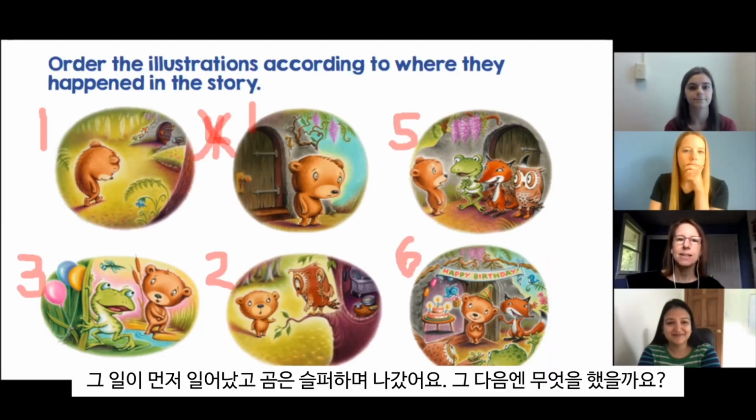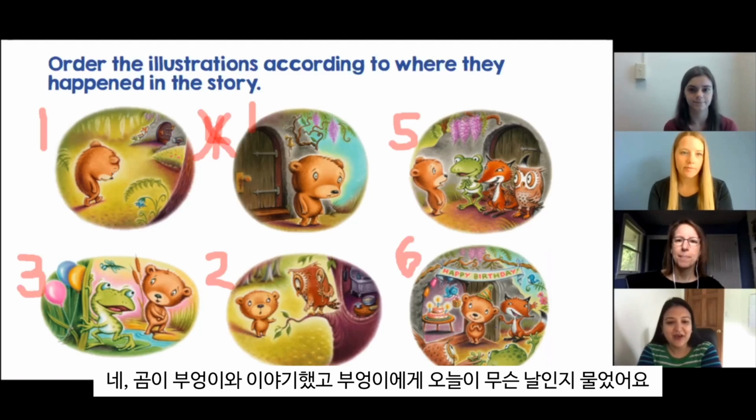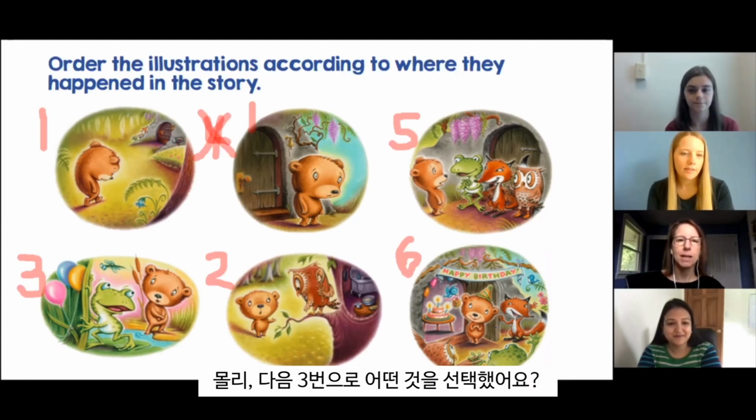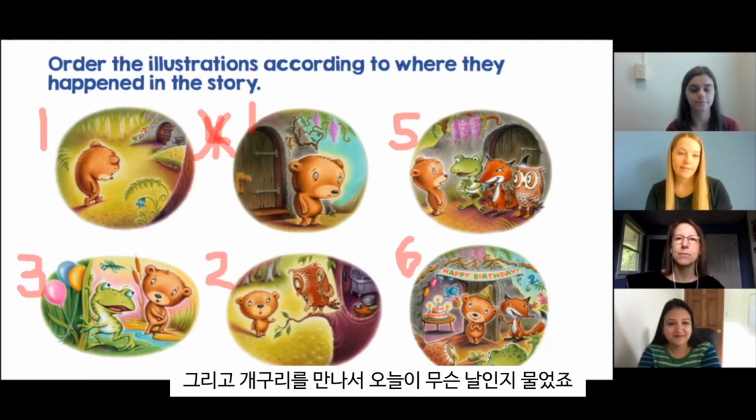And then Bear walked away feeling sad. And what did he do next? Number 2, Vandana. Do you see the number 2 there? Yeah, he talked to Owl and asked Owl what day it was. That's right. And we can see that Owl was maybe hiding something and planning the surprise. So that happened next. Molly, what do you have as the next step, number 3? Then he saw a frog and asked him what day it was.